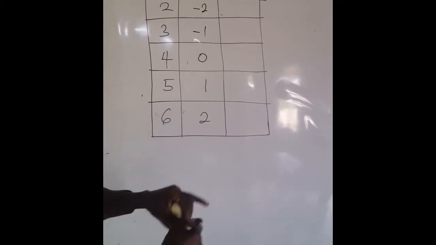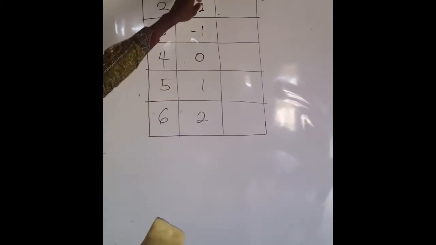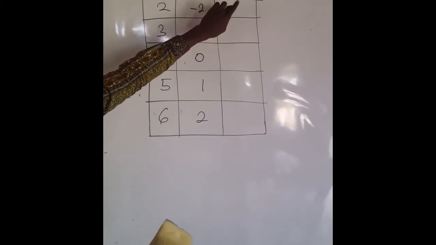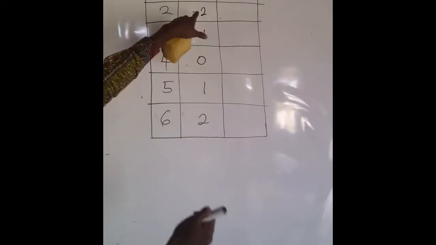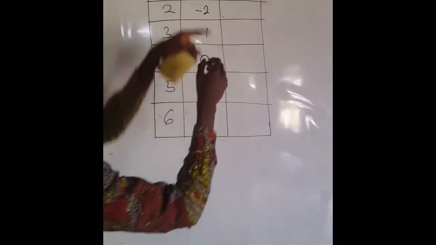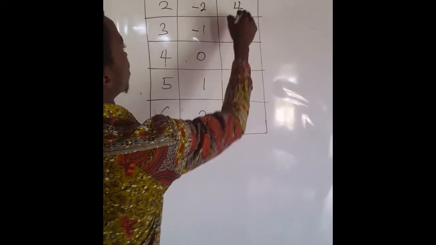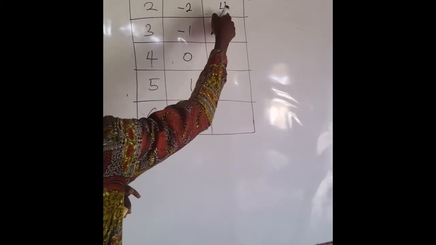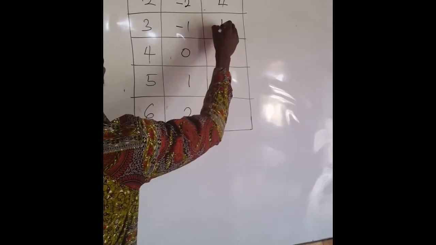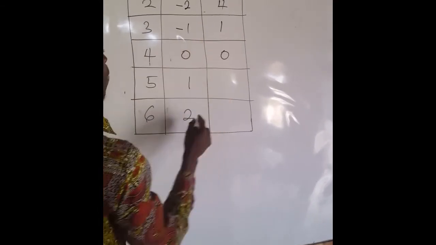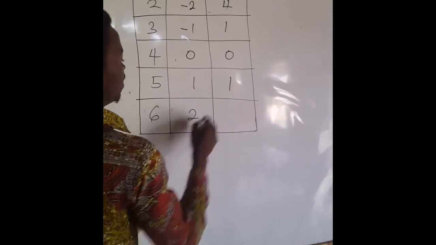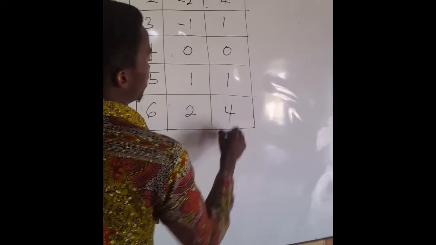Now for this, we square the quantities here to get these values. So here we are going to square negative 2, and we get 4. Square negative 1 to get 1. 0 squared is 0. 1 squared is 1. And 2 squared is 4.